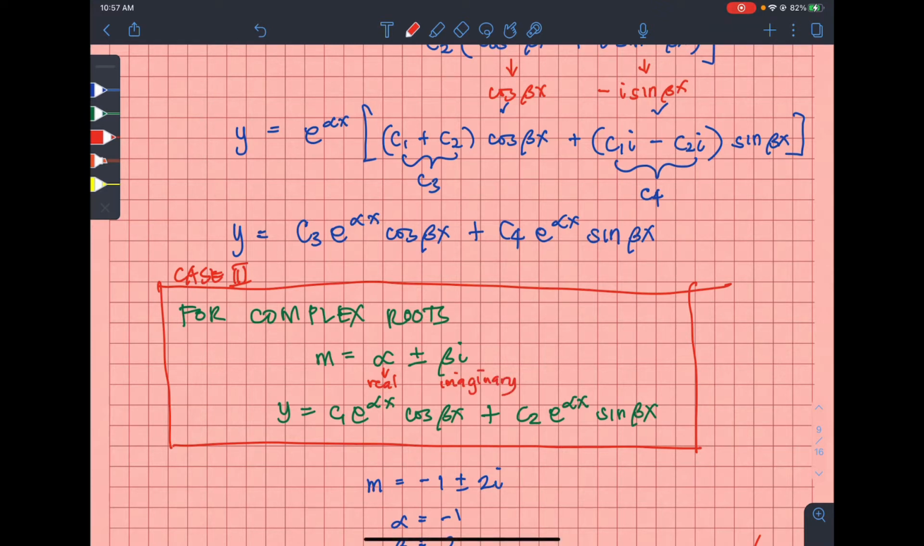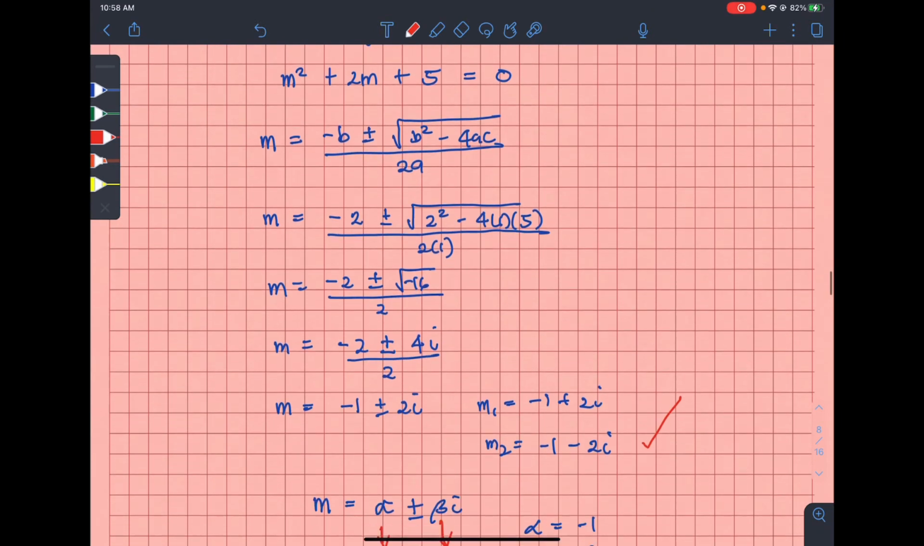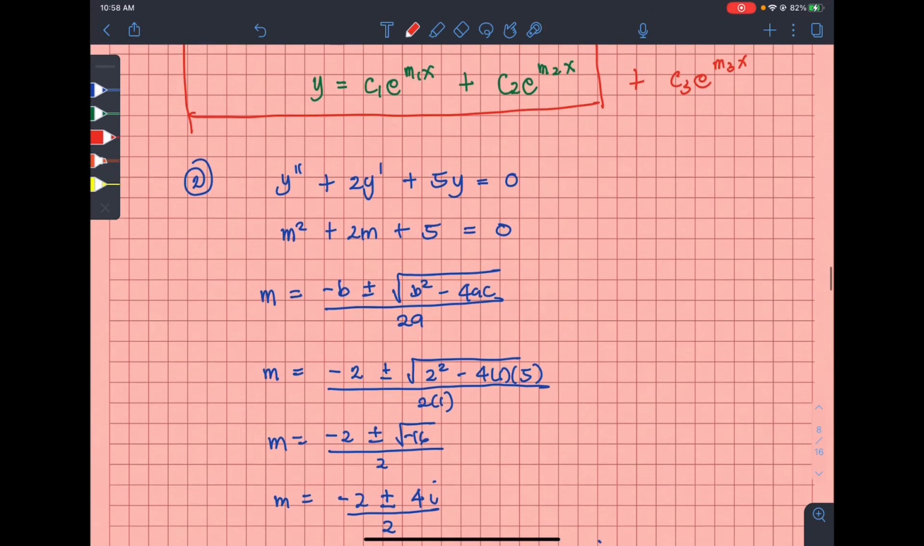So the real part is the alpha, and the imaginary part will be the beta. Okay, so real part is the alpha, imaginary part would be the beta. So using the quadratic equation, we'll be able to do that. So for example, we have these.